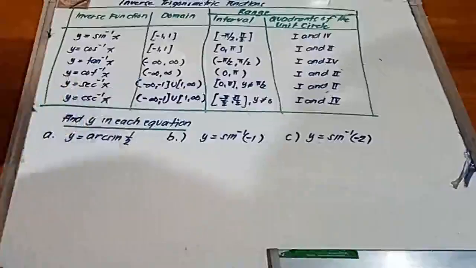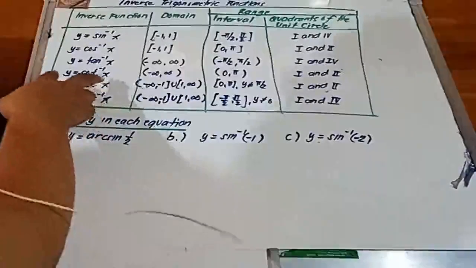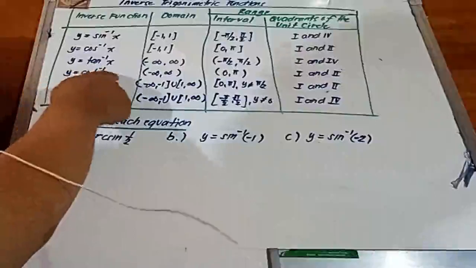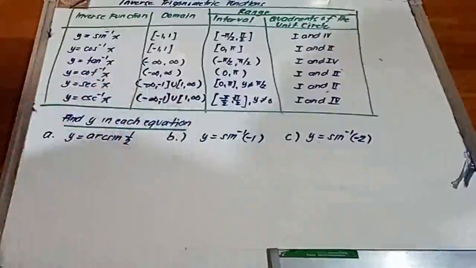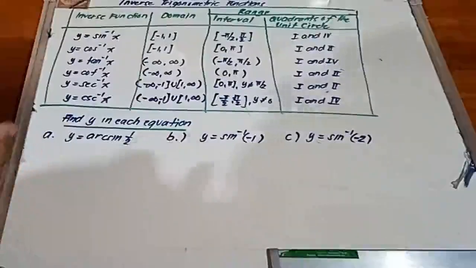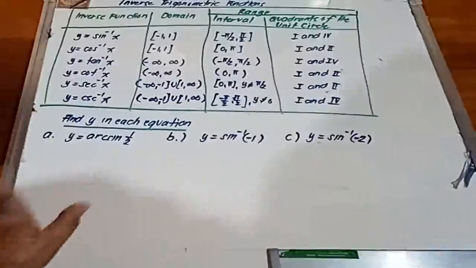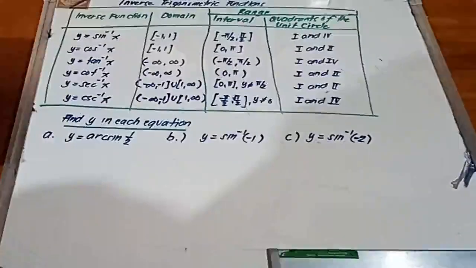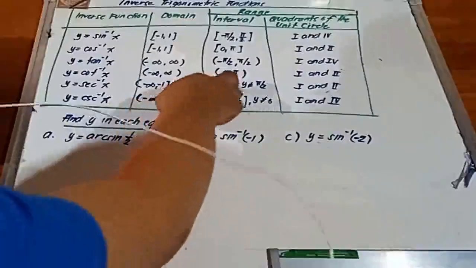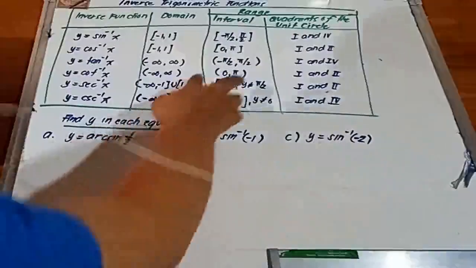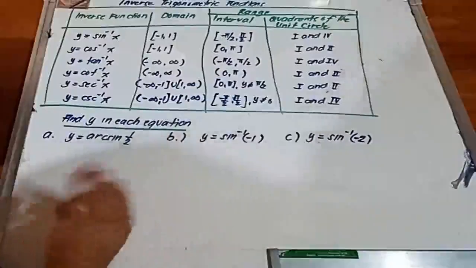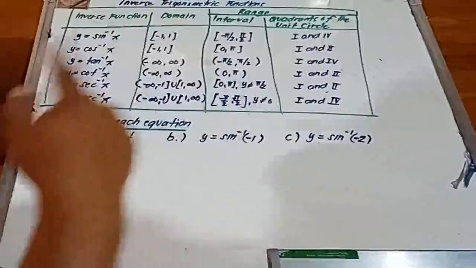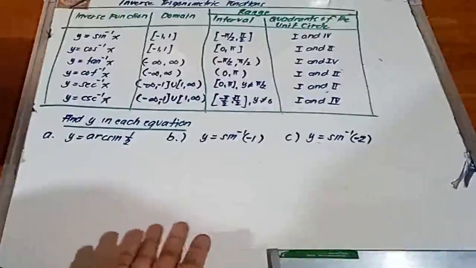And for the inverse of cotangent, that is y equals cotangent to the negative 1 of x, ang kanyang domain is from negative infinity to positive infinity. At nakita nyo rin yung equivalent graph of the inverse cotangent function. And for the interval, it ranges from 0 to pi only. Kapag 0 to pi only, first and second quadrant lamang yon doon sa ating unit circle. Okay? Or doon sa ating xy plane.